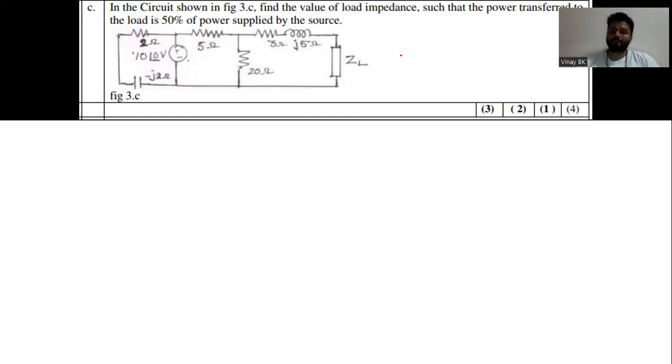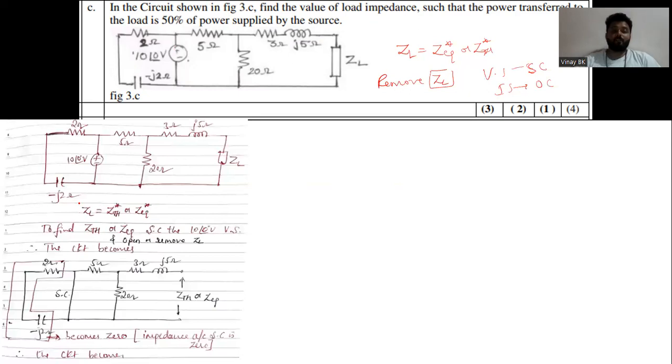In the maximum power transfer theorem, the load impedance is the complex conjugate of the equivalent impedance, or Thevenin's impedance. So the steps to solve this: before finding ZL, first remove ZL, or just open it. If there is a voltage source, short circuit it. If there is a current source, open circuit it. It has only one voltage source, so you need to short circuit that.